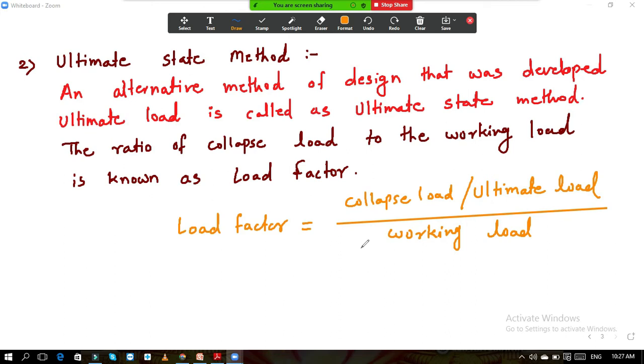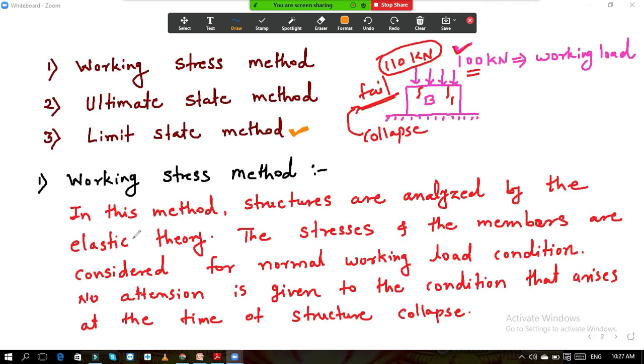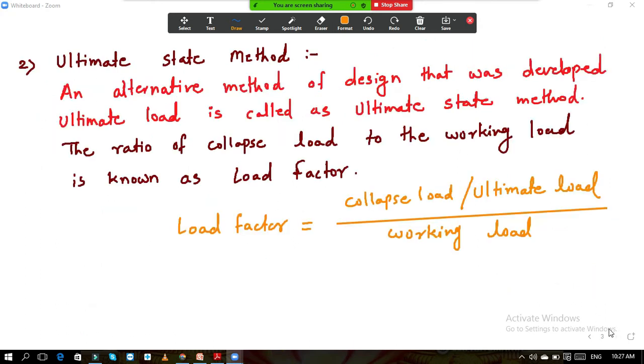But there is one drawback of this system. As I have told you, in the working stress method the structures are analyzed by the elastic theory. But what happens in the limit state method? In the limit state method, it utilizes the large reserve of the strength in the plastic region. So it reserves the large strength from the inelastic region.